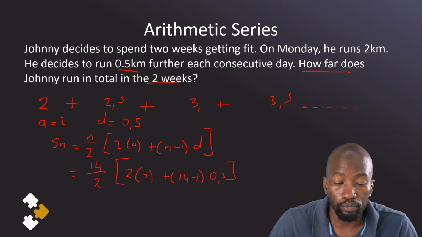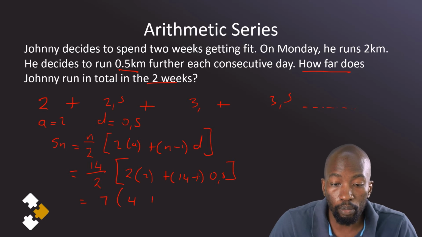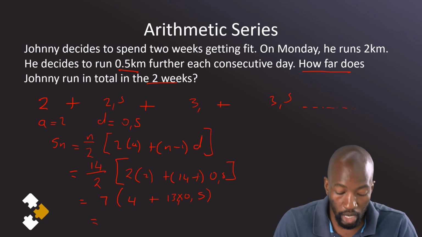0.5. And then let's quickly solve that. So this will be 7 into 4. Remember, this is minus 1 there. So plus 13 multiplied by 0.5. Then let's quickly check that on our calculators.